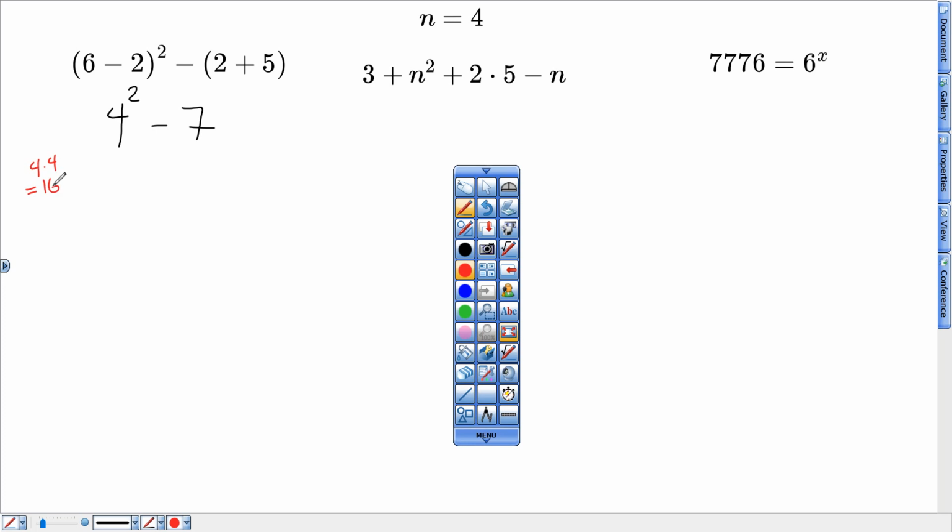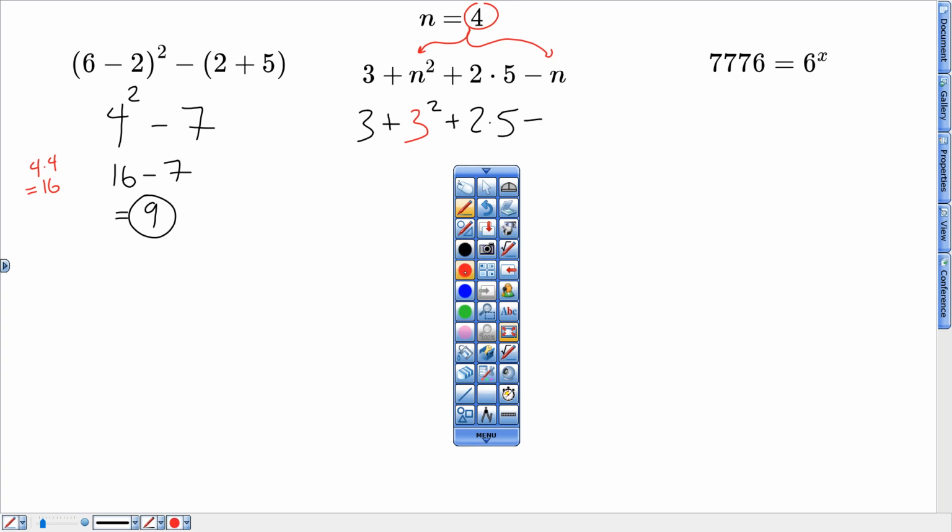All right, so for this one, 4 times 4 gives me 16 minus 7. That gives me 9. Next one you need to know how to do. Take this value 4 and plug it in both places for n first. Rewrite everything else. Bring that 3 down. This is going to give me 3 to the second power. Bring down 2 times 5. Don't do nothing with that yet.